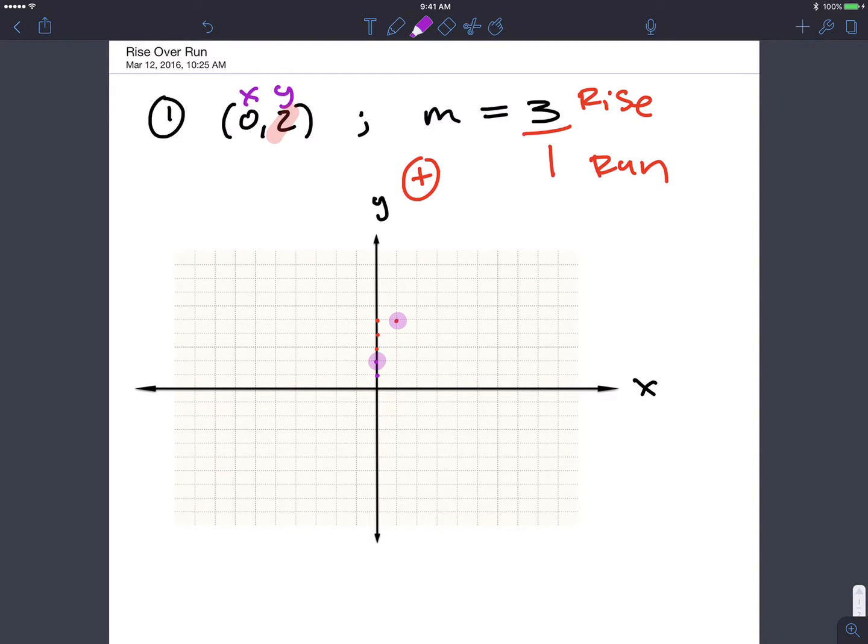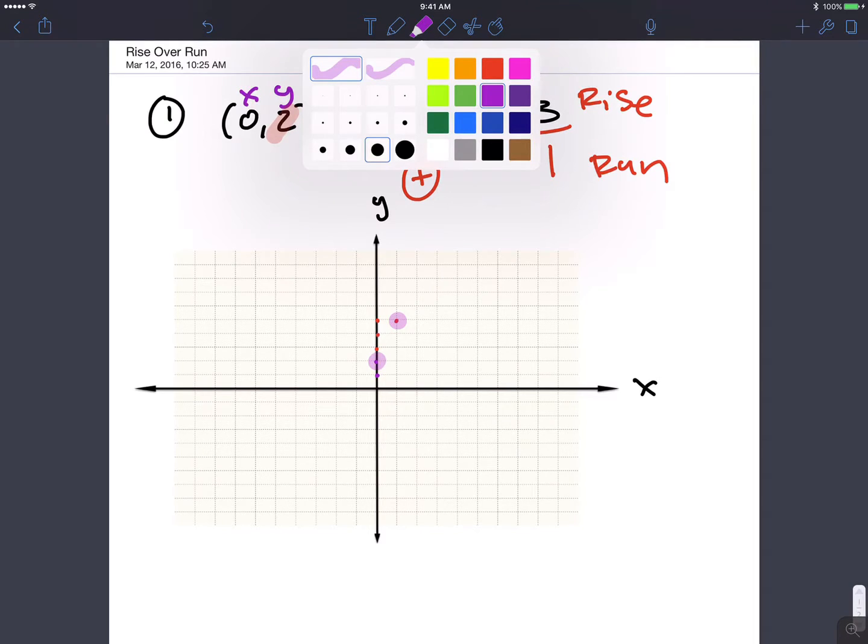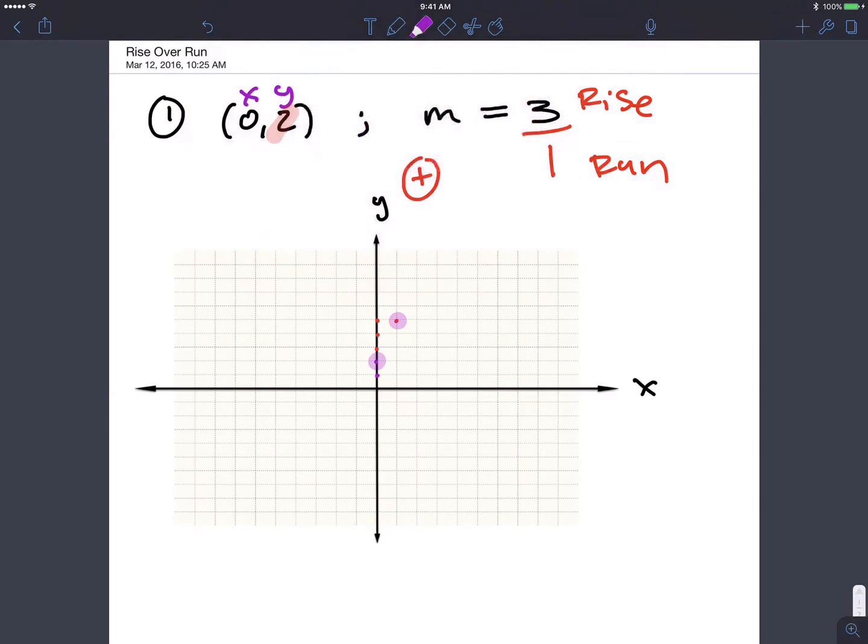So we are using from the y-intercept value a rise of 3 units. 3 is positive, we go up 3. And then we're going to run 1 unit. 1 is positive. In the horizontal direction, positive is to the right and negative is to the left. We can now draw our line.